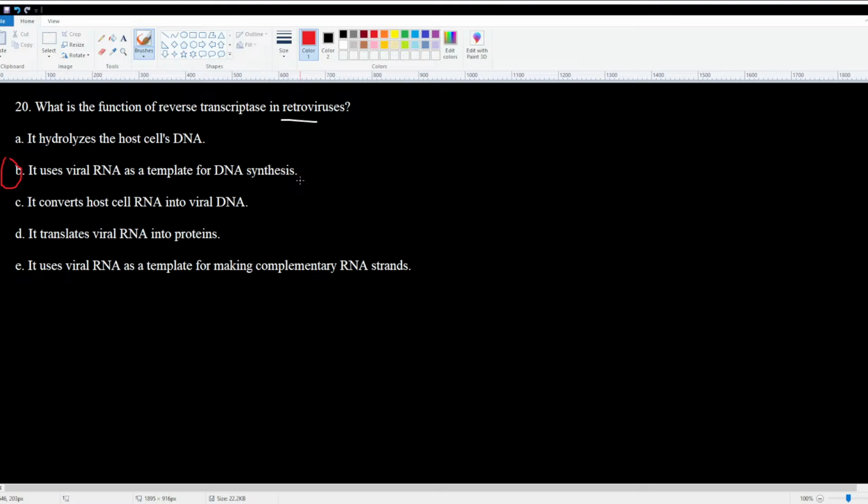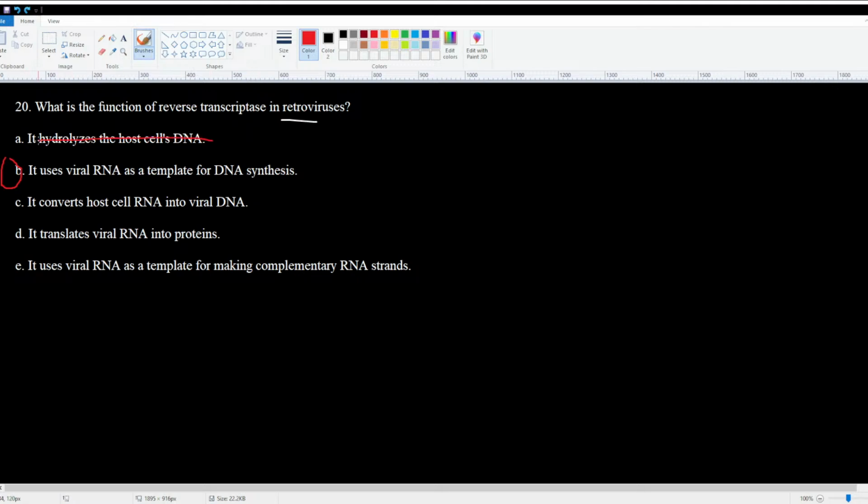So what's a common retrovirus we talked about? HIV, right? So what HIV literally does is that it changes your DNA. You get HIV transmitted through blood, and then the virus will go in and actually change your DNA. It will insert itself. It will use the viral RNA as a template for DNA synthesis, right? So that's what a reverse transcriptase would do in this case.